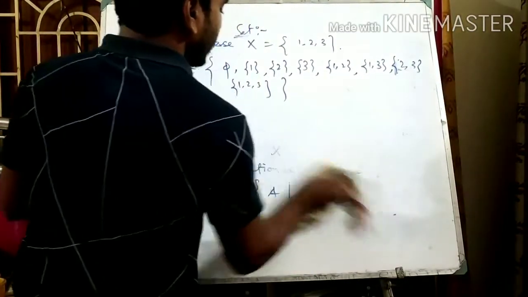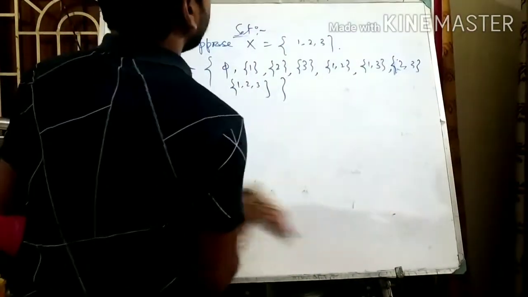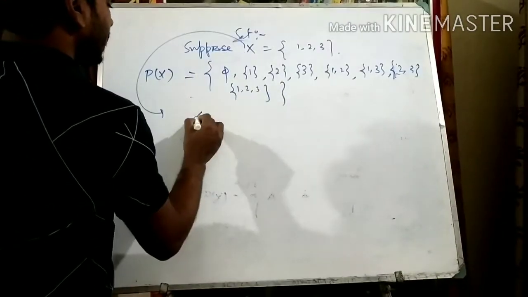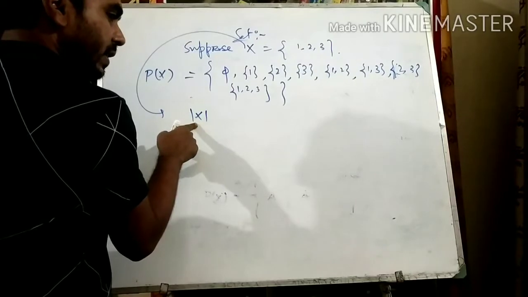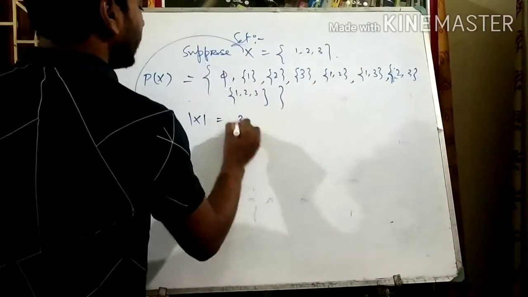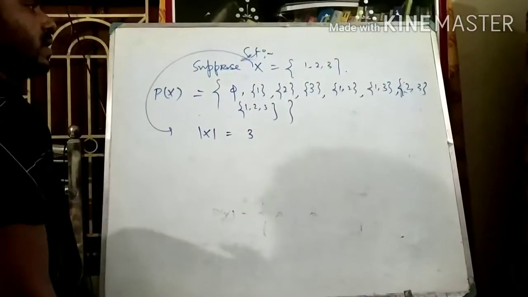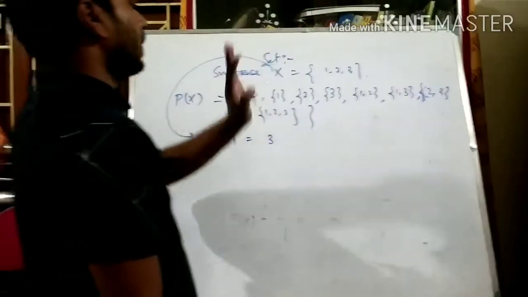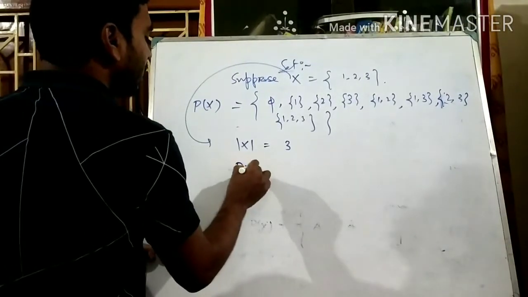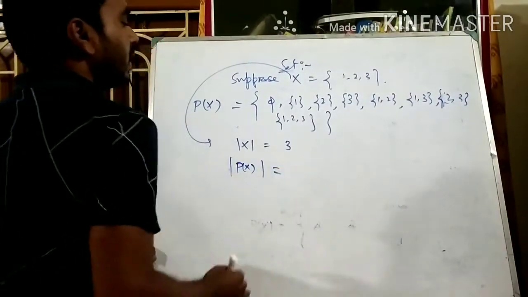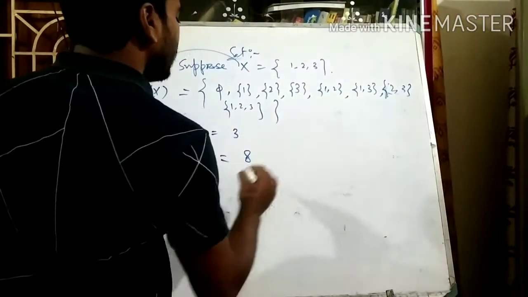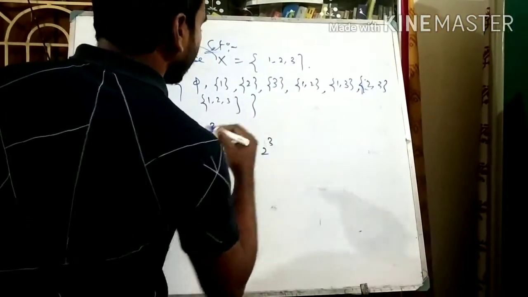One thing we should notice from the above discussion is that the number of elements of X, denoted by this, stands for the number of elements of X. So here the number of elements is 3, right? 1, 2 and 3. Therefore, the number of elements of P(X) is 1, 2, 3, 4, 5, 6, 7, 8, which is nothing but 2 to the power 3.